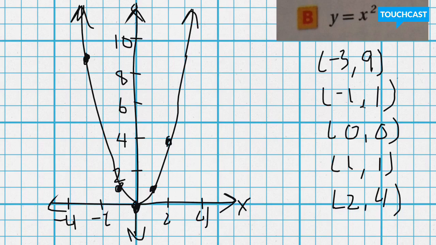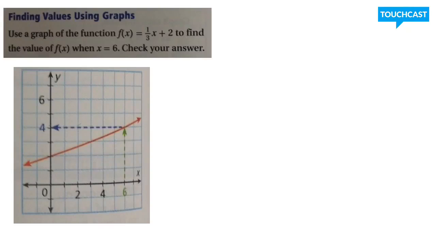So let's move on to example 3. We're going to use the graph of the function f of x equals 1/3 x plus 2 to find the value of f of x when x is equal to 6. And then we're going to check our answer. So to do this, we're going to go to our x-axis where 6 is and draw an arrow up to the line of our function 1/3 x plus 2.